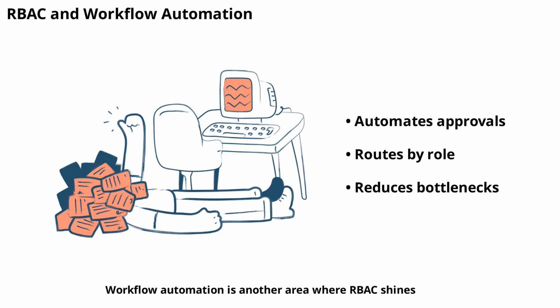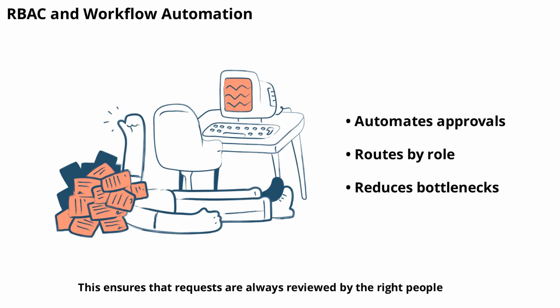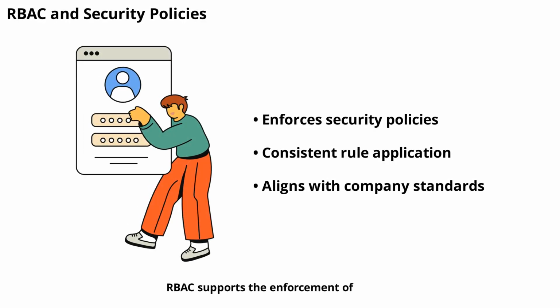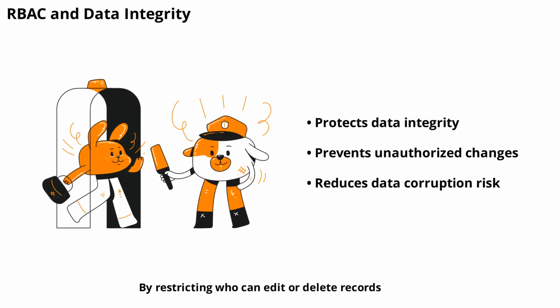Workflow automation is another area where RBAC shines. Automated processes like approvals for time off or expense claims are routed based on user roles. This ensures that requests are always reviewed by the right people, streamlining operations and reducing bottlenecks. RBAC supports the enforcement of security policies within HRIS software. By defining roles and permissions in line with company policies, organizations can ensure consistent application of security rules across the board. By restricting who can edit or delete records, RBAC helps maintain data integrity.